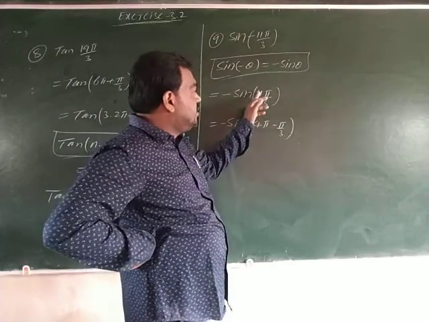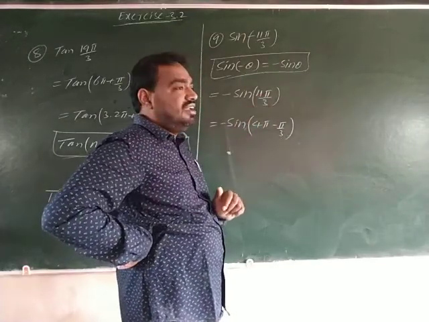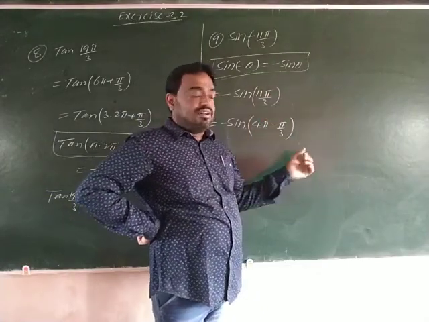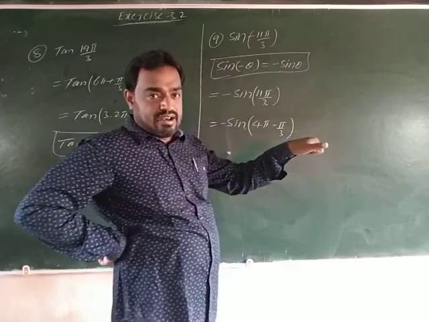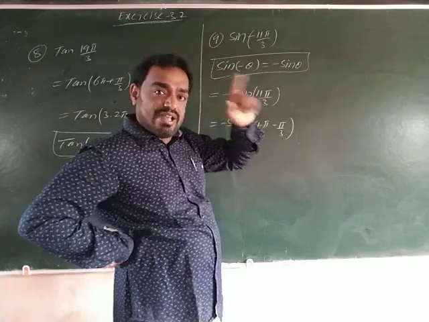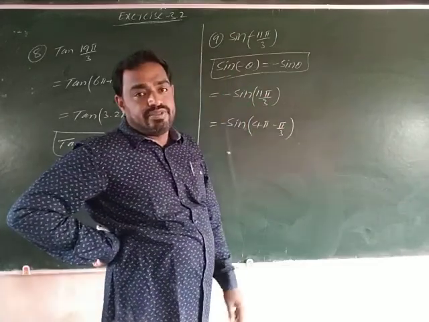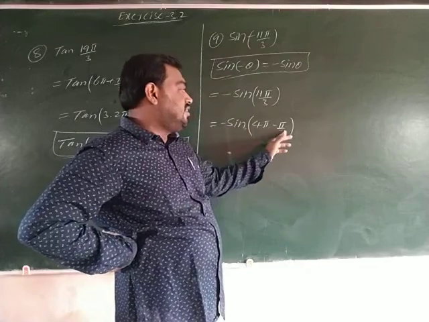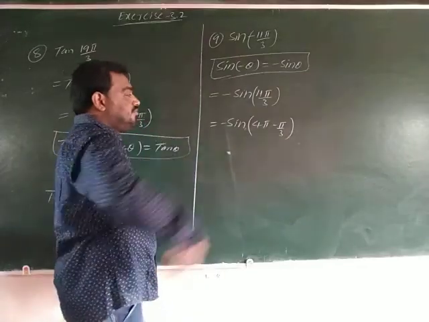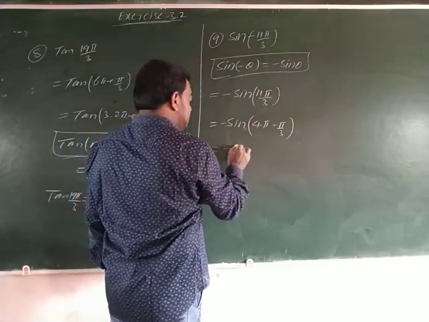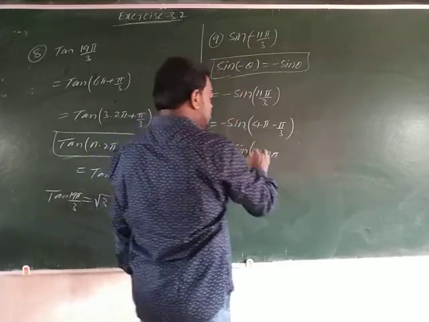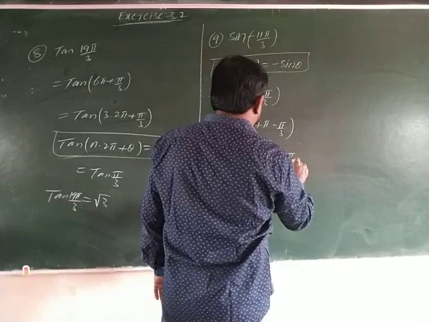If you divide 11 by 3, what are you getting? It is 3 times 9, plus the remainder 2. Compared to 2, 1 is the nearer value, so I am taking 4 times. 3 4s are 12, but it is 11, so 1 less is there, so minus 1 by 3. Otherwise, this one I have written as 4 pi minus pi by 3. We are getting the same value. So this is equal to minus sine of 2 into 2 pi minus pi by 3.